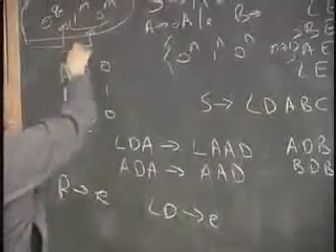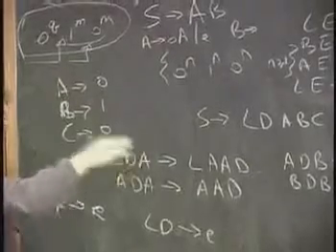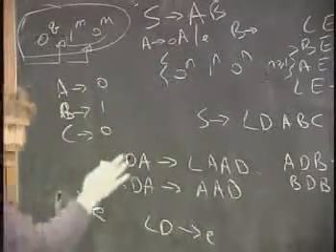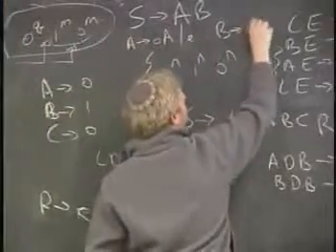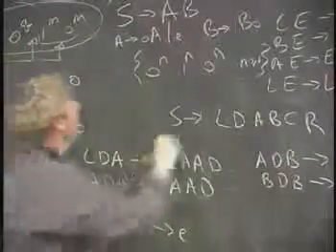We can just do this like we did the 0 to the n, 1 to the n at the beginning of the day, where you have a 1 at the beginning and a 0 at the end, and everything in the middle is the same kind of thing. Cool. Okay.